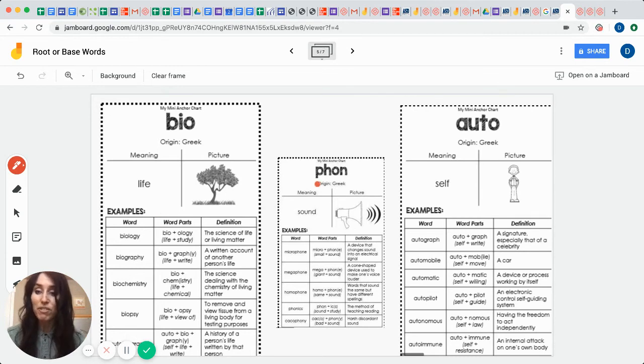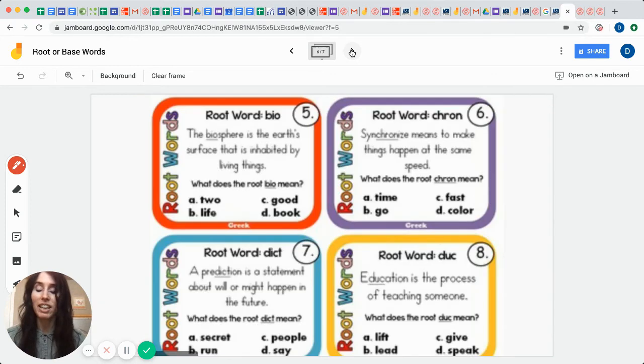It's so fun, boys and girls, to be a word detective. You can totally open up any book and see if you can use these skills to figure out what words mean without using the dictionary. That's always a fun thing to do when you're reading.